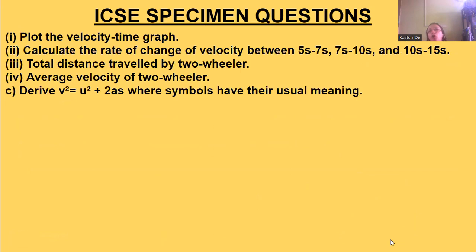Now, we need to plot the velocity-time graph. We need to calculate the rate of change of velocity between 5 to 7 seconds, 7 seconds to 10 seconds, 10 seconds to 15 seconds, the total distance traveled by the two-wheeler, the average velocity of the two-wheeler, and we need to derive this formula: v square is equal to u square plus 2as. Symbols have their usual meaning.